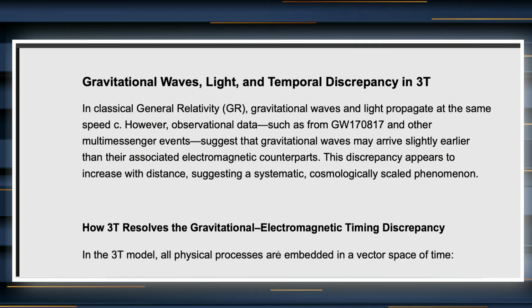All right. Gravitational waves, light, and temporal discrepancy in 3T. In classical general relativity, gravitational waves and light propagate at the same speed, c. However, observational data, such as from GW170817 and other multi-messenger events, suggest that gravitational waves may arrive slightly earlier than their associated electromagnetic counterparts. This discrepancy appears to increase with distance, suggesting a systematic cosmologically scaled phenomenon.